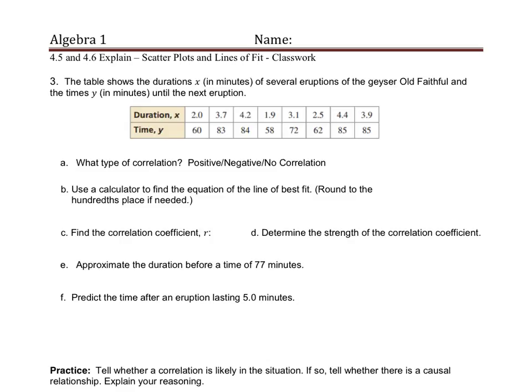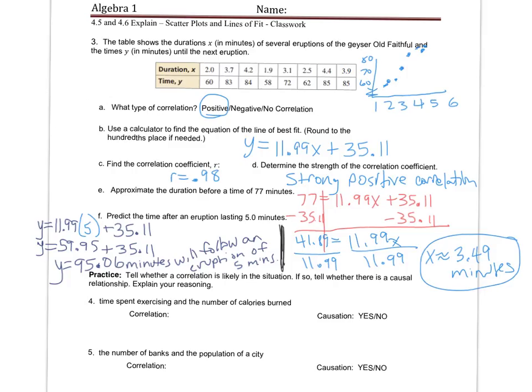And then for part F, they've given you the duration of 5 minutes. So they've given you an x value of 5. So again, you're going to use your line of best fit, and you're going to plug in 5 for x and solve for y. So go ahead and do this to the very best of your ability. Get it as completely answered as you can, and then check back for the explanation.